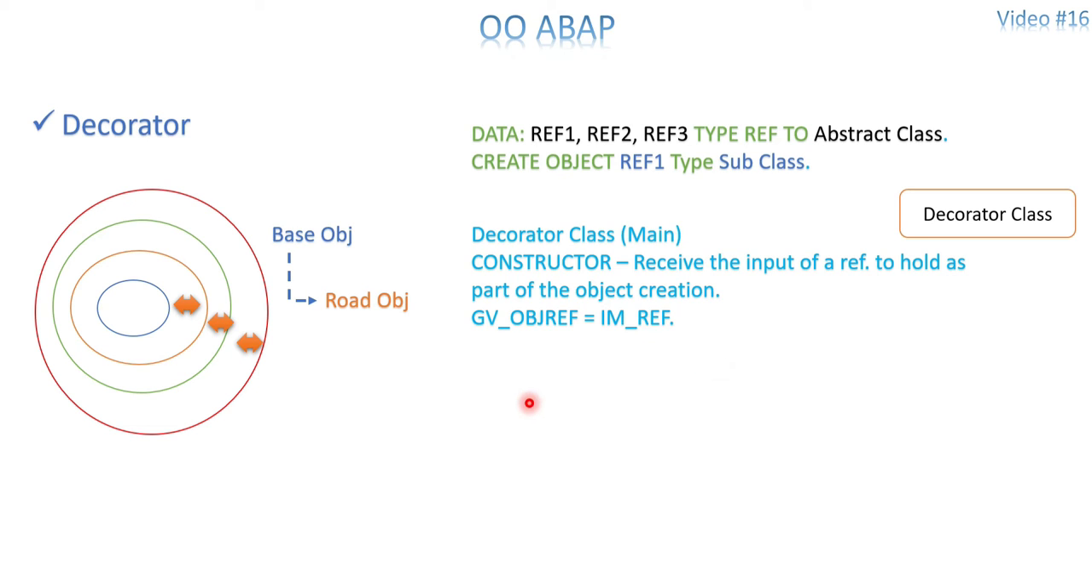Okay, so here what happens, it creates an object, and this particular input whatever we receive, one additional object reference, nothing but this one, and I'm going to hold or save it in my global variable in the class, part of my decorator main class. This is the very basic thing we have to do while doing a decorator.